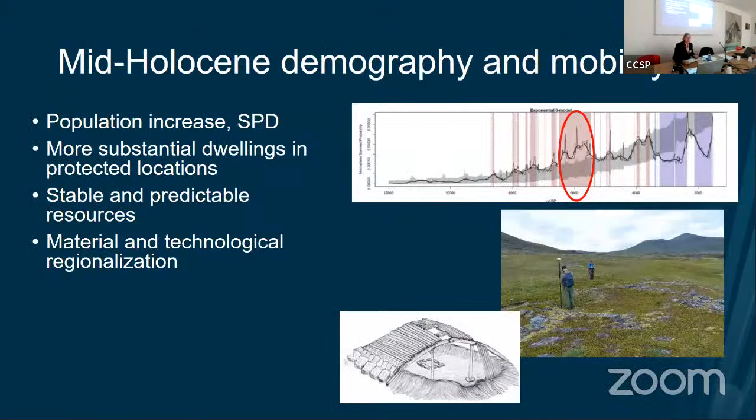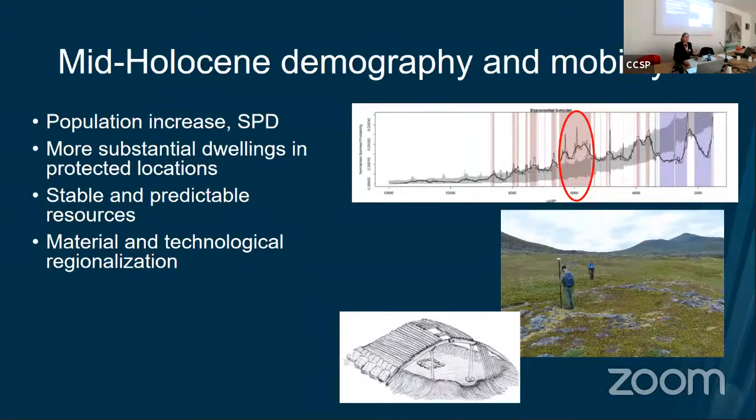Moving into the mid-Holocene, we can see that there is a marked population increase, probably in the 5th millennium BC. We can see this from some calculations that have been done into demography. We also see that the dwellings that people were living in are becoming more substantial. They're probably now turf houses. There's more timber used, things that suggest that people were living for longer periods at a time in these dwellings. We know that the resources in the area were more stable, more predictable, so people could stay for longer times closer to the same resources.